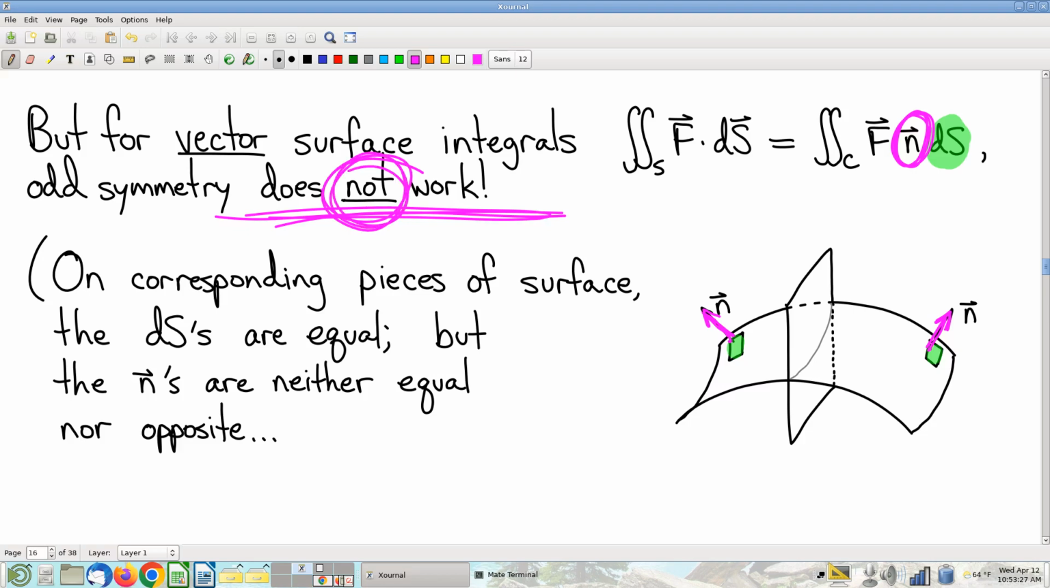So heads up, please make sure not to step on that landmine. If you find yourself looking at a vector surface integral and you try to make an odd symmetry argument about it, it's all nonsense. So don't step on that landmine. Any questions about that? Is everybody fully appropriately warned and comfortable with what the problem is?